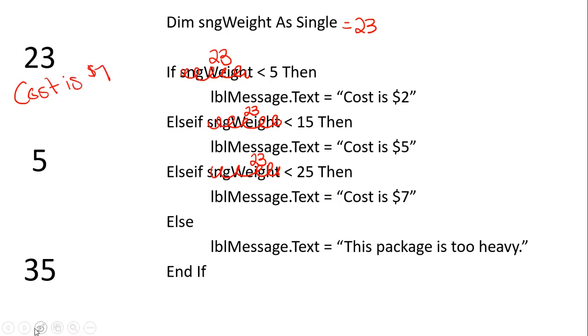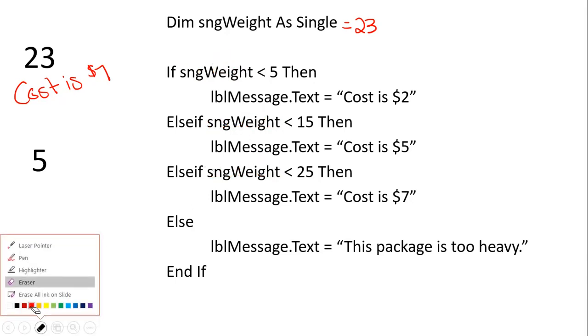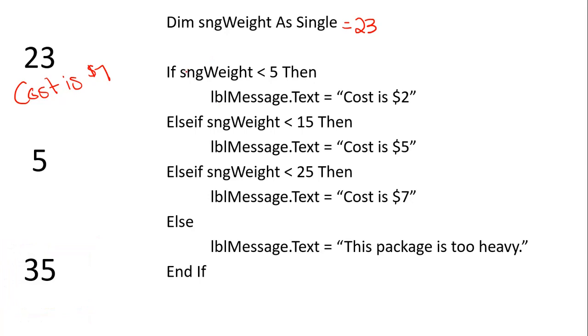Okay? Let's check 5. So first thing I'm going to check is 5. Oops, forgot to erase this one. Is 5 less than 5? No, right? 5 is equal to 5, not less than. So let's check the next one. Else if, is 5 less than 15? Yes, right? That's a true statement. Since that's a true statement, we're going to go inside of that else if, and I will display cost is $5.